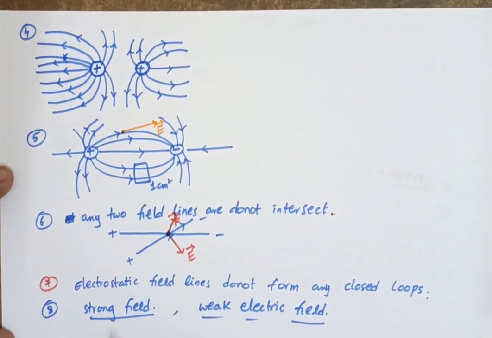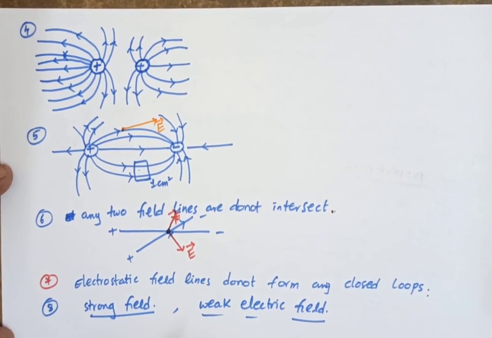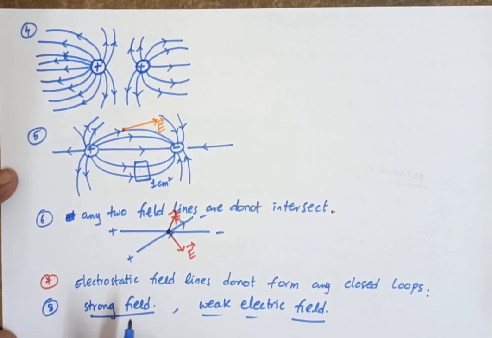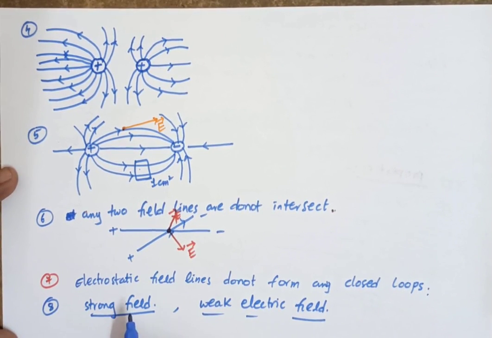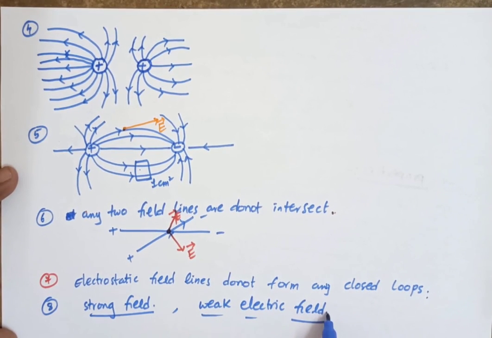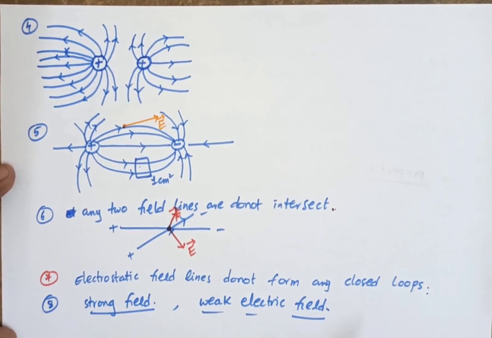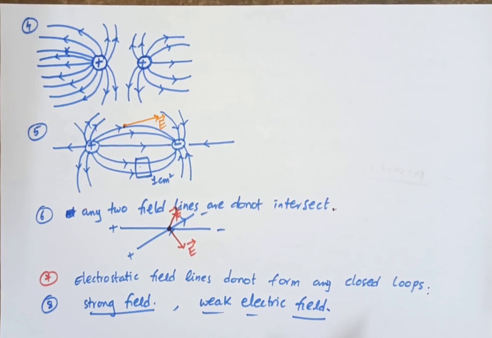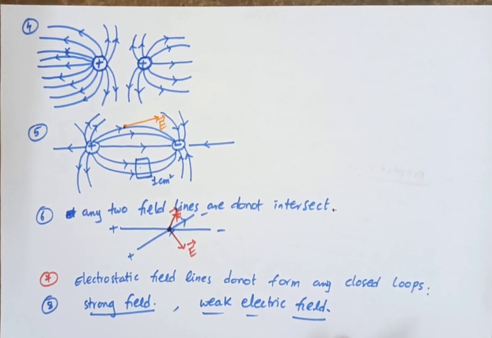So this is about the electric field lines and their properties. This is the end of the class. In the next class we will discuss electric flux and certain concepts of electric dipole, and the applications of electric dipole. Thank you.